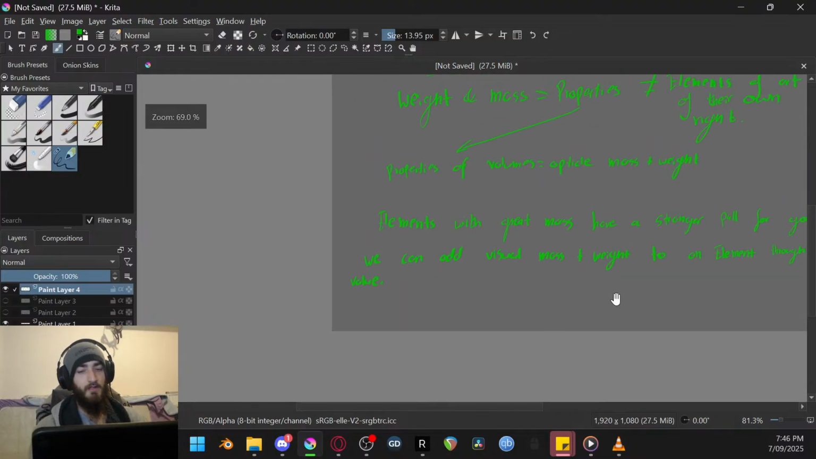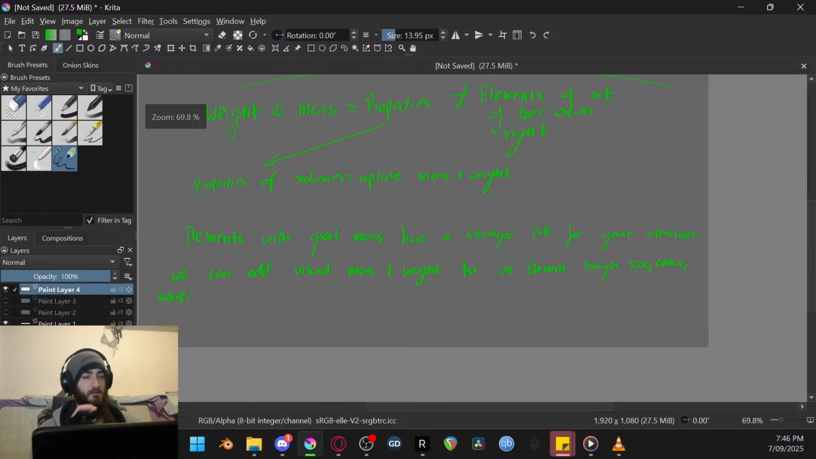Alright, so what I just found out is elements with great mass have a stronger pull for your attention. We can add visual mass plus weight, so not actual mass, to an element through the use of size, color, and value. Well, I guess that makes sense. I mean, if you added a bunch of shading to something, it could be perceived as being heavy.